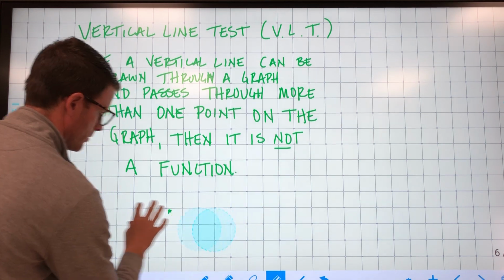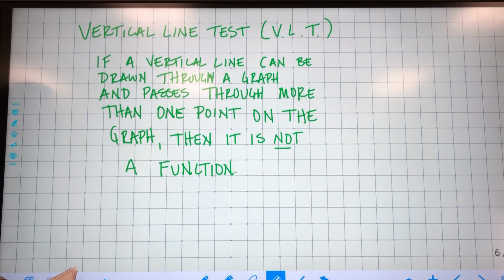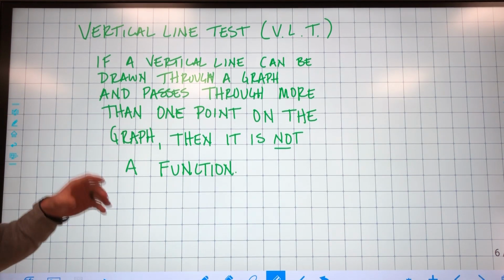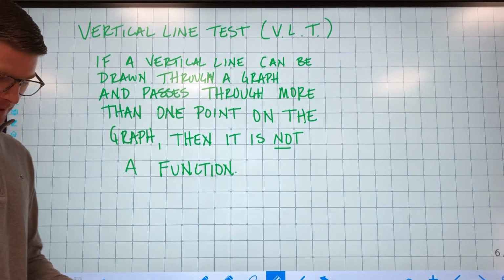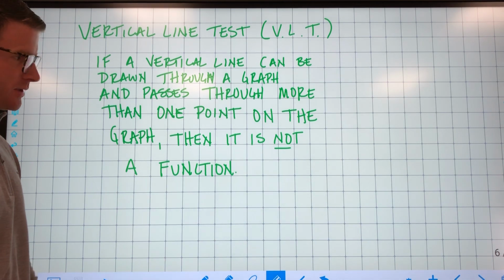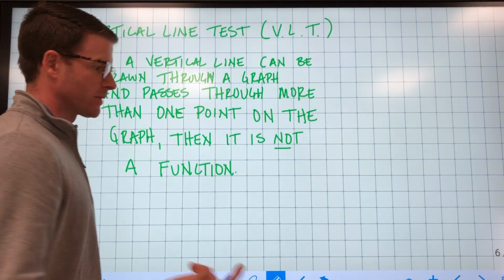Sorry, that took a little while to write. So if a vertical line can be drawn through a graph and passes through more than one point on the graph, then it is not a function. We'll do a couple examples, but let's go back to the two graphs we've done before.